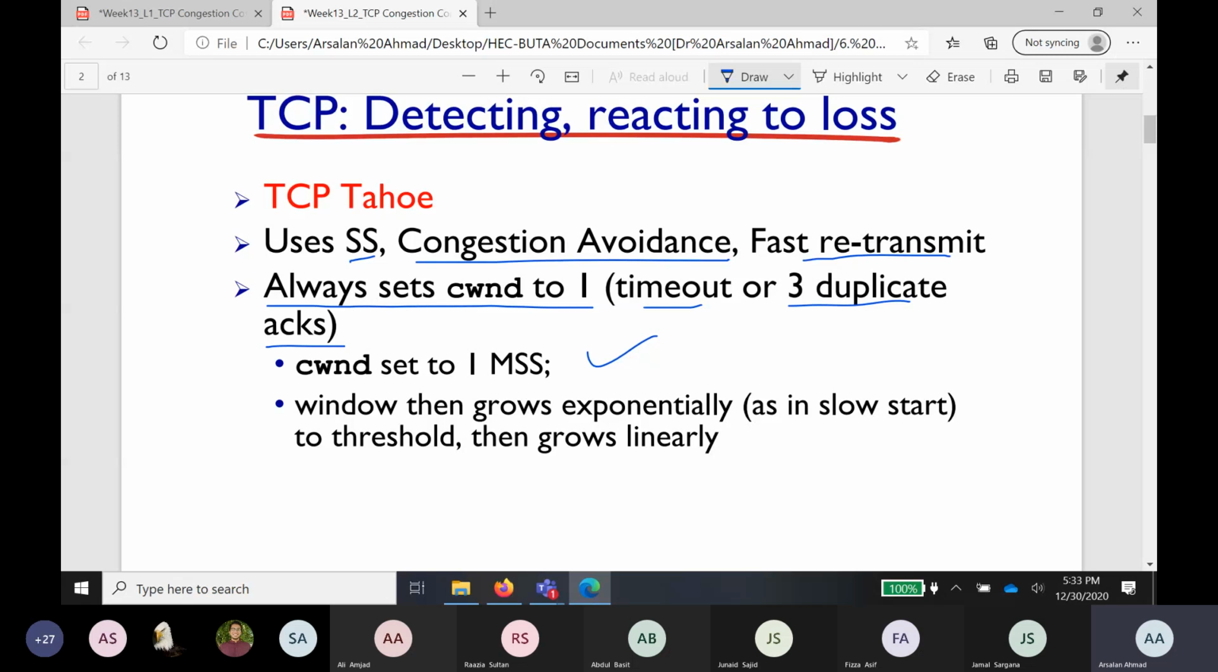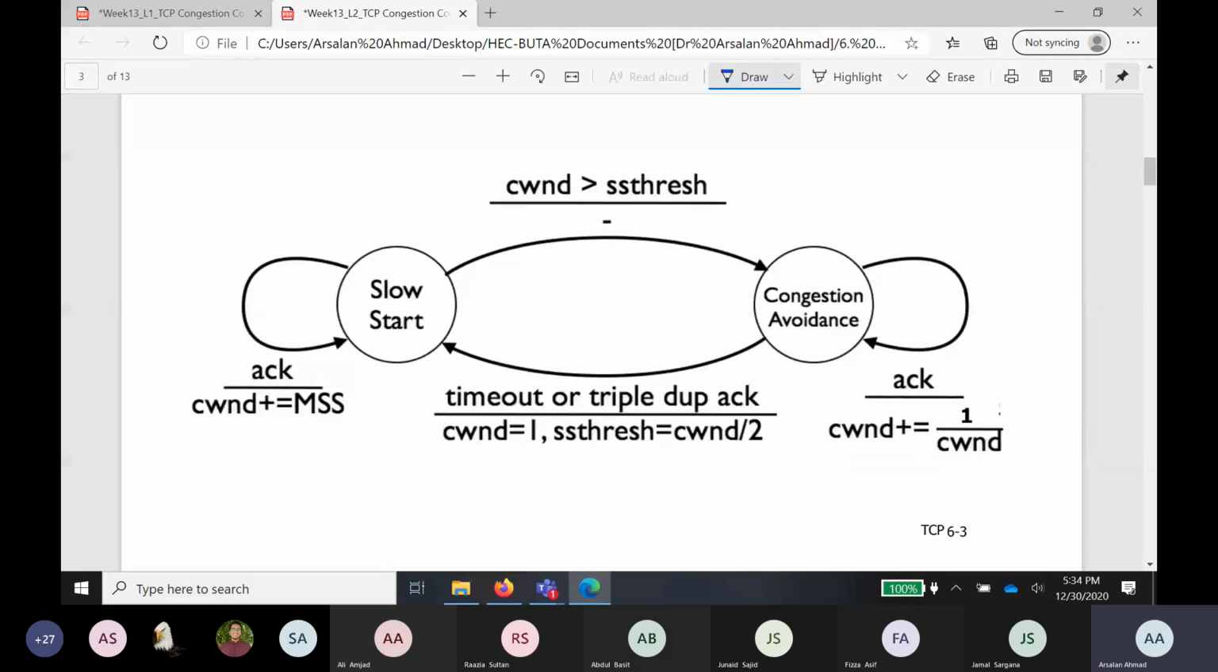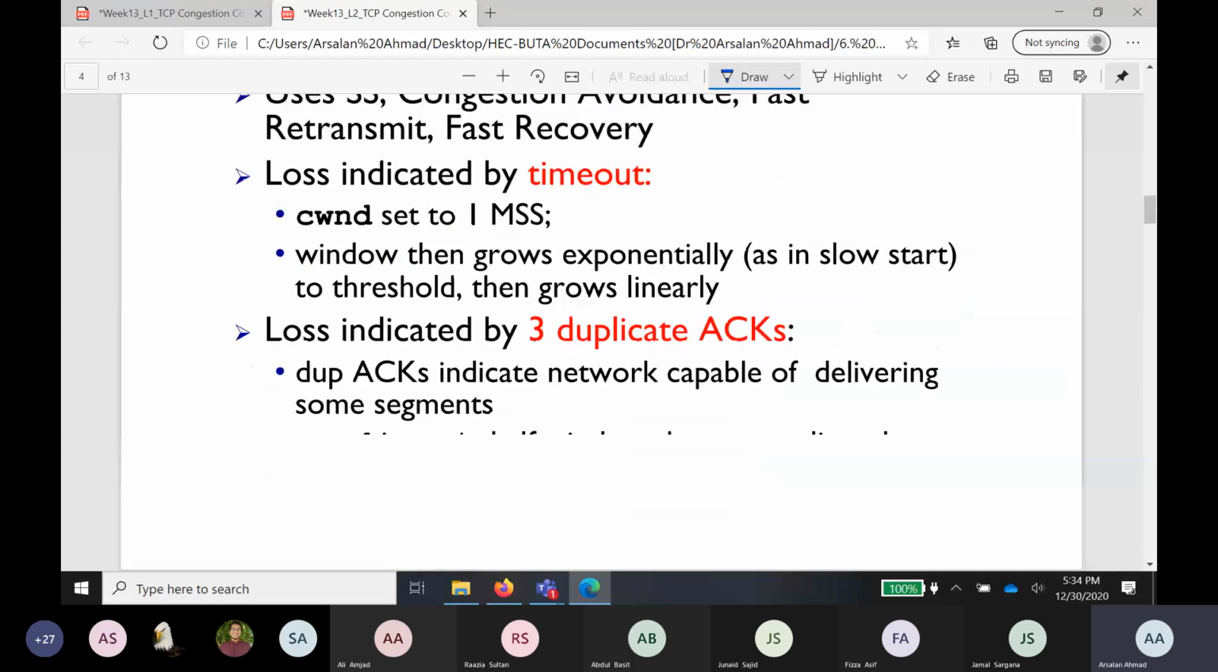It then grows the window exponentially, going into the slow start phase, and after hitting the threshold, it grows the window linearly. So after the threshold is hit, it converts from exponential increase to linear increase. And this is the pictorial representation. No, sorry, first the FSM.